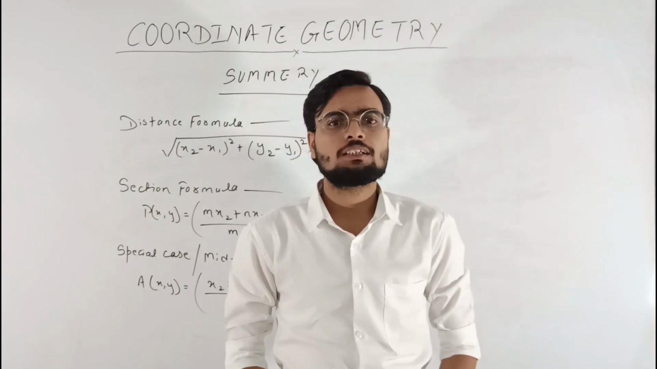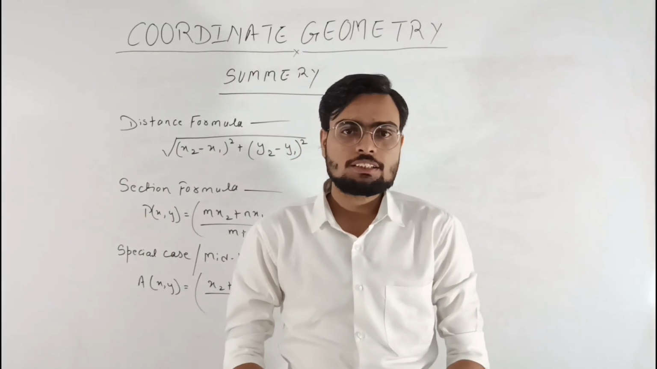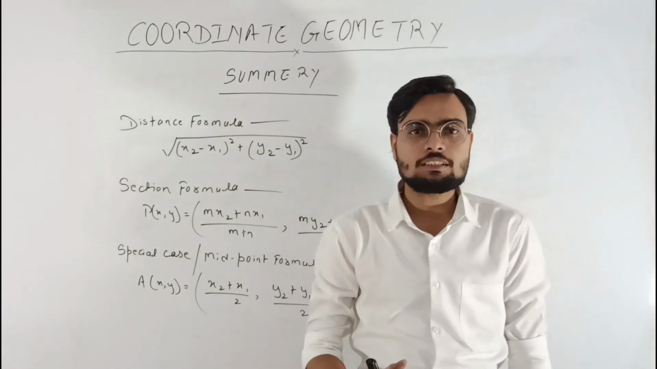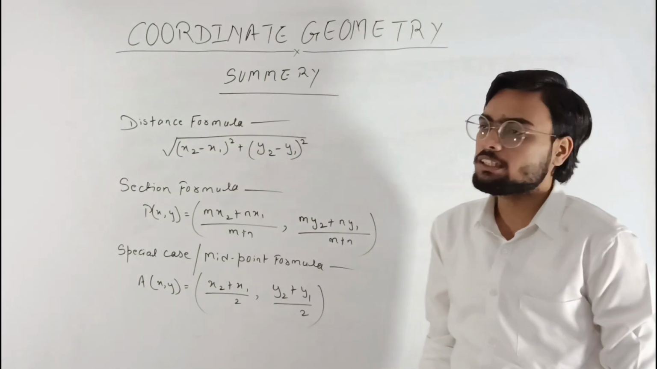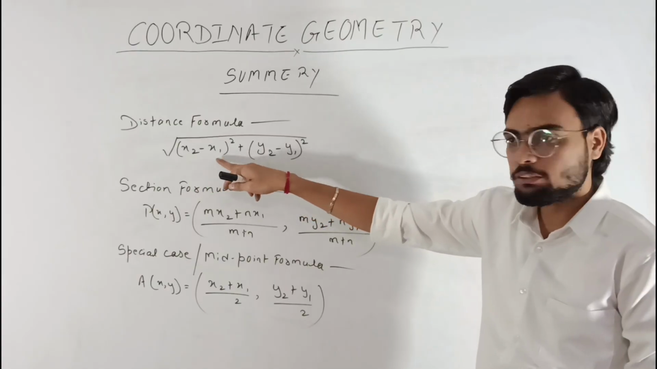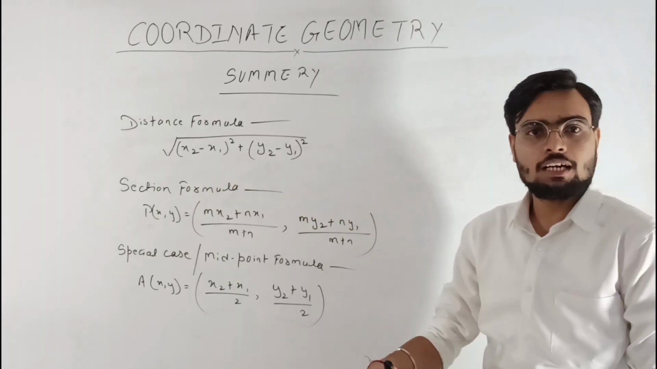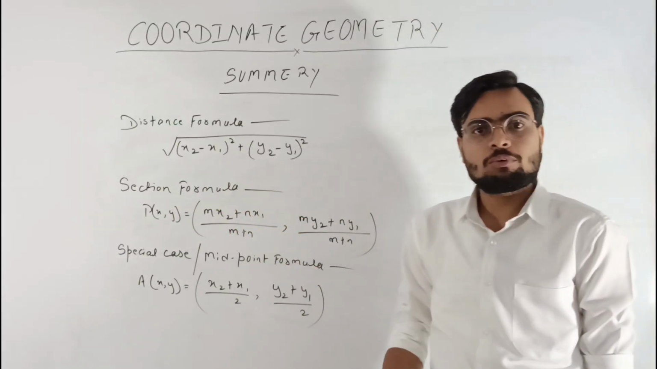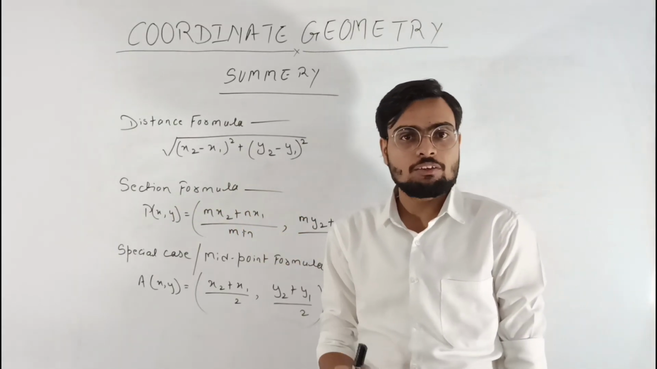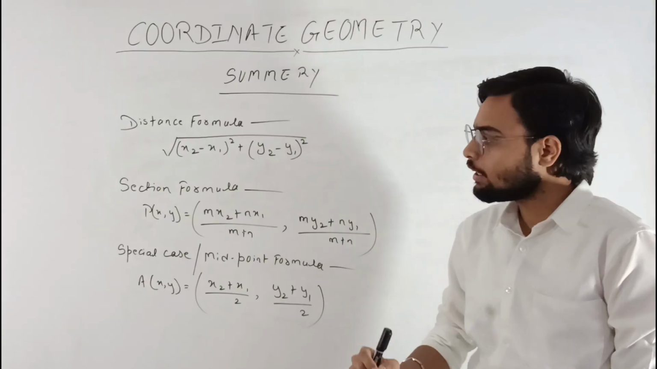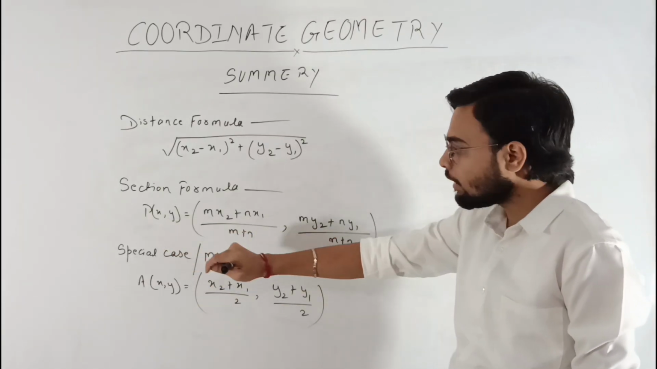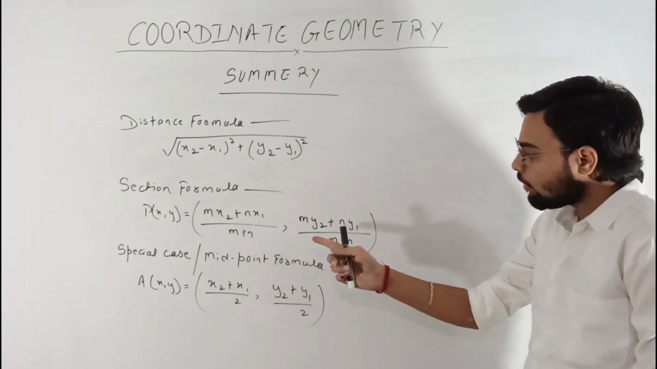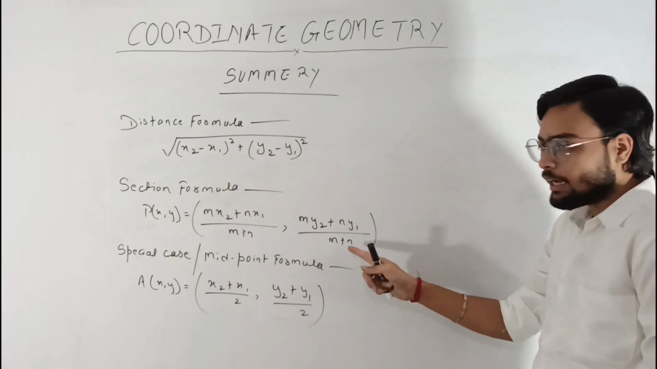Understood? Now let's summarize what we studied in this chapter. First we learned about the distance formula, which is used to find the distance between 2 points on a Cartesian plane, and the formula is under root x2 minus x1 square plus y2 minus y1 square. Then we learned about the section formula, which is used to find the coordinate of a point which divides the given line in a particular ratio, and the formula is P(x, y), where x is mx2 plus nx1 upon m plus n, and y is my2 plus ny1 upon m plus n.